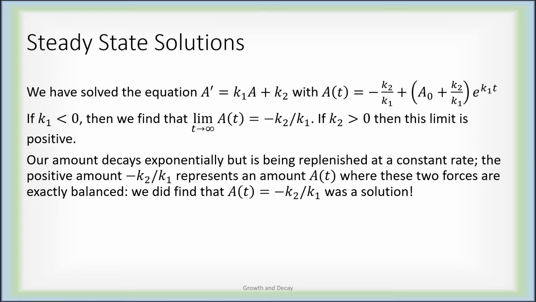Then A of t, tending as t goes to infinity to this positive constant minus k2 over k1, tells me that value is where the two forces are exactly balanced. As time goes to infinity, the production at a rate of k2 will be exactly balanced by destruction at a rate of e to the k1t. And we have indeed found that this constant minus k2 over k1 does solve the differential equation.